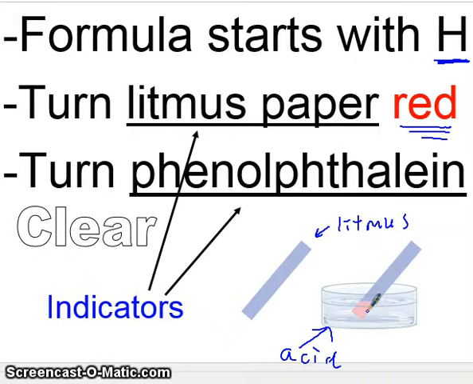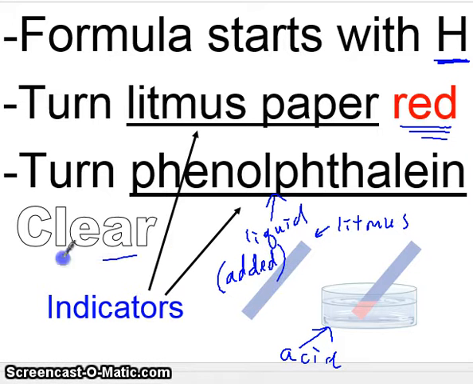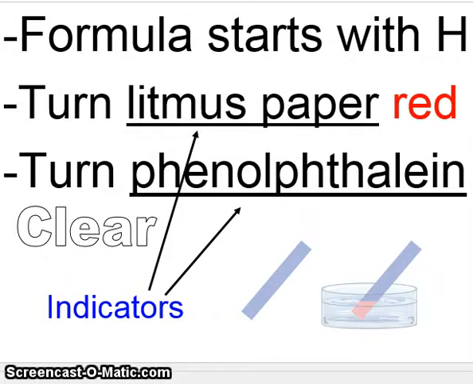It also turns another indicator called phenolphthalein clear. Now this indicator you'll see is added to the acid. In this case, litmus is a solid like a piece of paper you dip in, but phenolphthalein is actually a liquid that's added to the acid, and it turns it clear. Both of these are indicators. There's a lot of indicators with acids and bases.